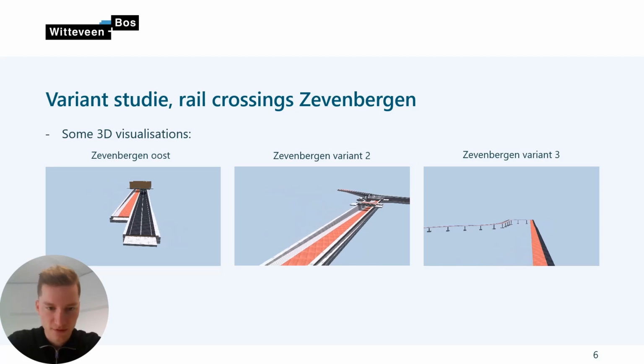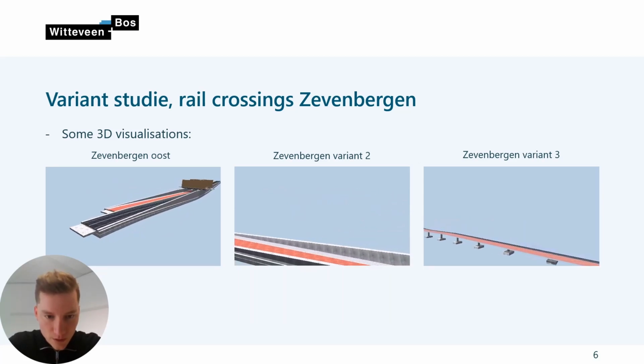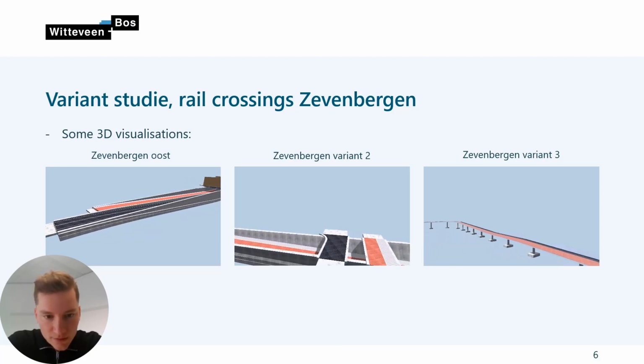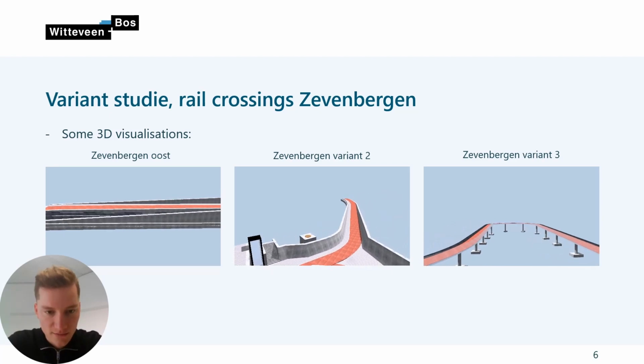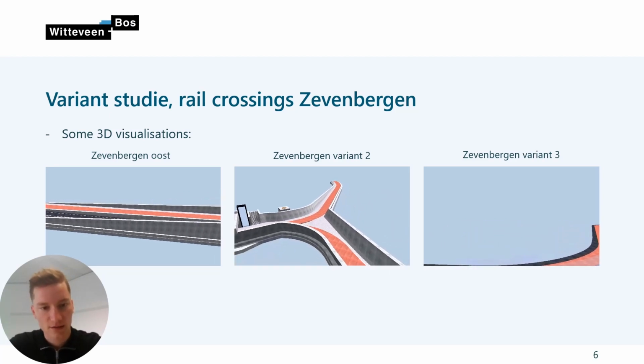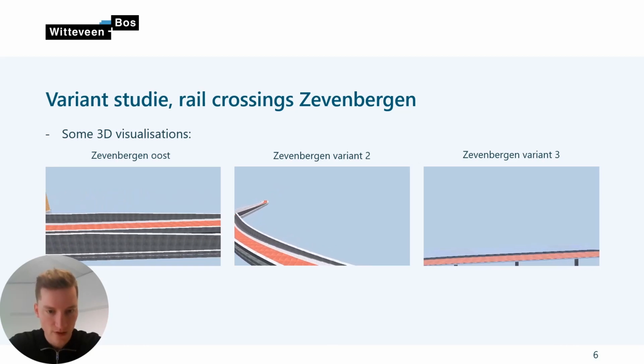Here are some 3D visualizations. As you can see on the left one, that's the south. You can see the cycling road has a different alignment with the road design, and you can see the deck from the railway.